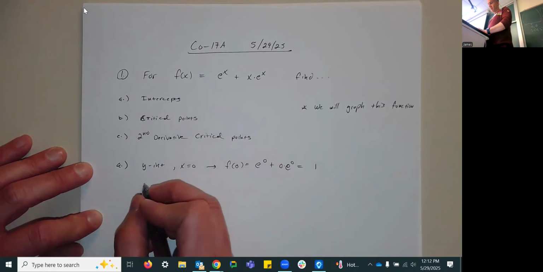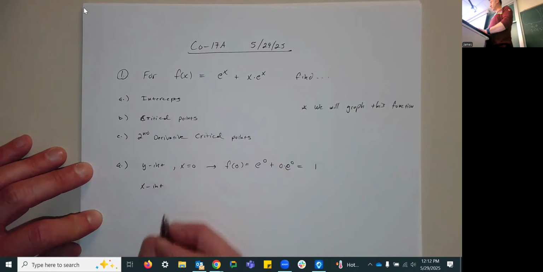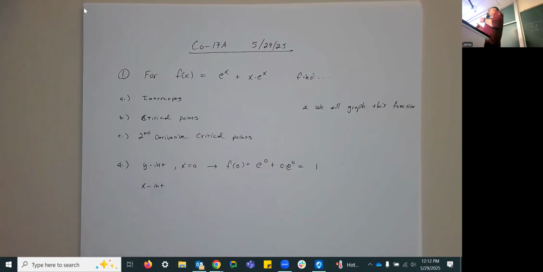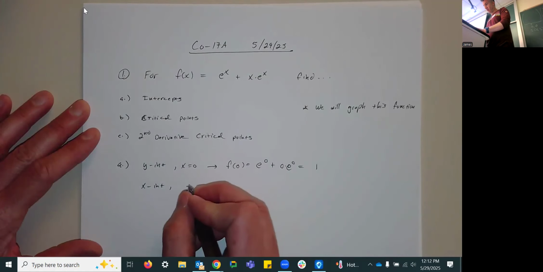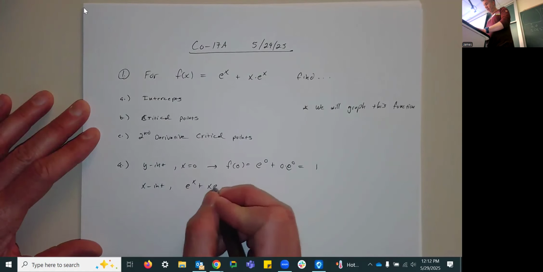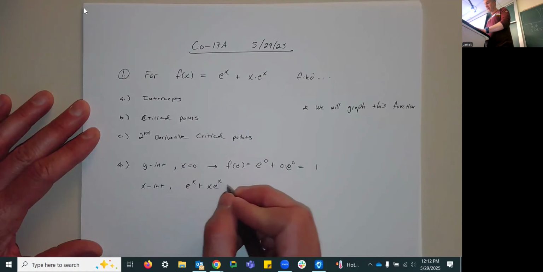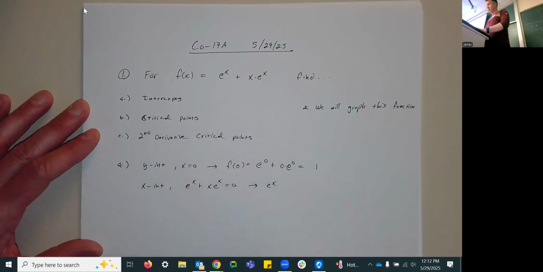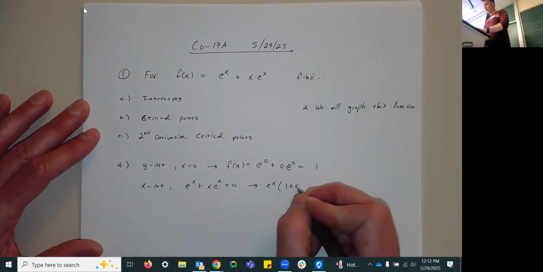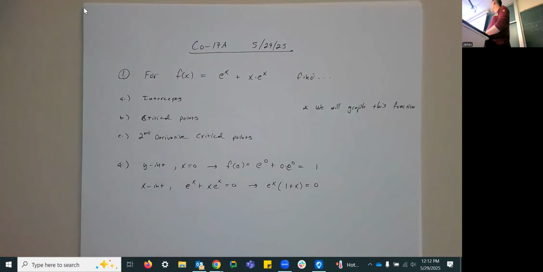For the x-intercept, I'll say this again. Last time I said it, when you're trying to find the y things, an unfactored form is preferable usually. When you're trying to find the x things, we usually prefer to factor as much as possible. So if I'm trying to find the x-intercepts by setting the whole function equal to 0, instead of writing it as e to the x plus x e to the x equal to 0, I'd rather factor out an e to the x and write it as e to the x times 1 plus x equal to 0.